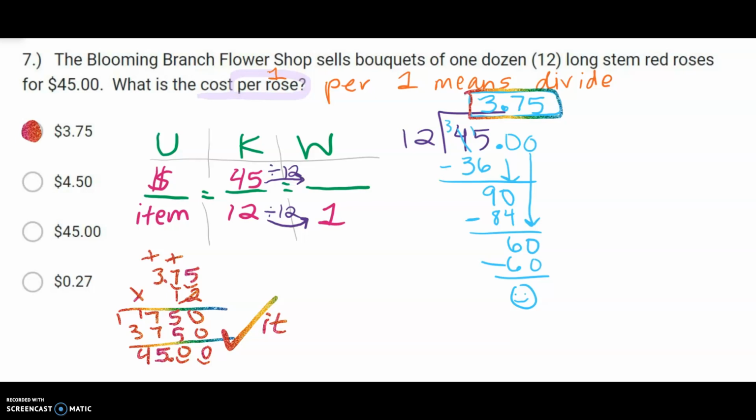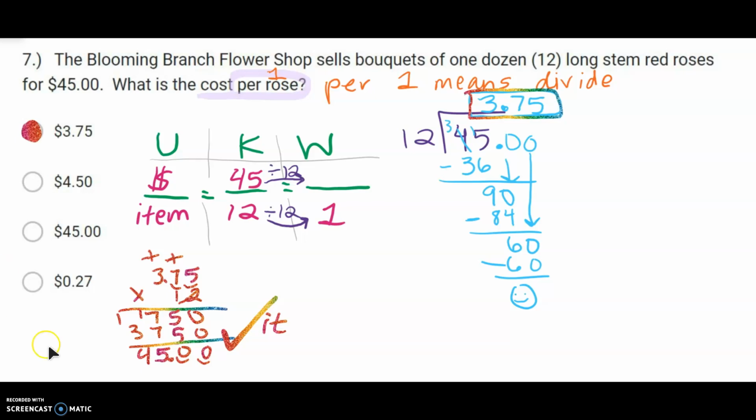Now I also put on this one, I check it because it's pretty easy to check this one because you know that 12 of them should be $45. So if each one is $3.75, well then take that $3.75 and multiply it by 12 to see if you get the $45. And at the bottom left, you can see that $3.75 times 12 does actually give us the $45. So there is a way to check our answers as well.